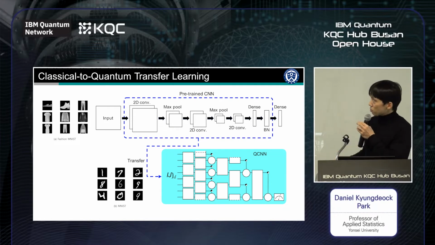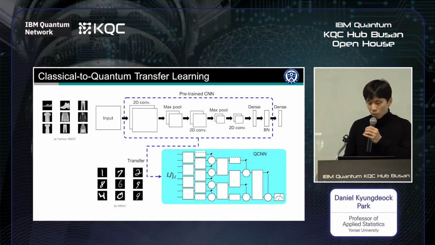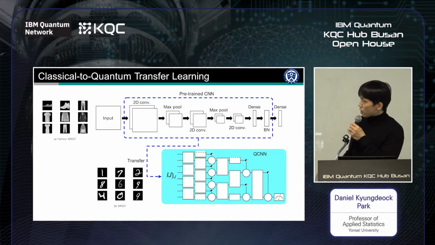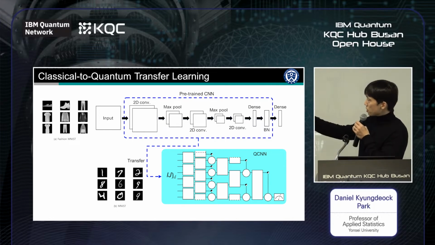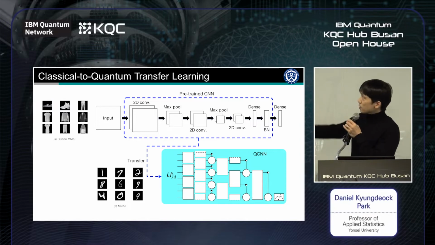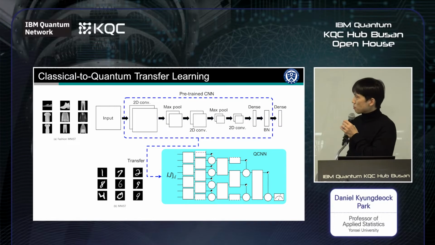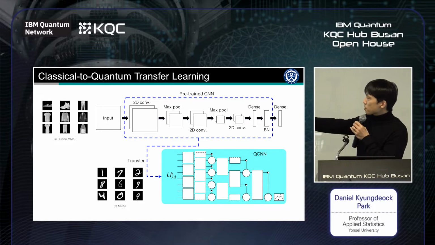And we thought maybe transfer learning would be a very natural place where we could apply this idea. So we tried classical to quantum transfer learning. We pre-train a CNN, a classical CNN, using a specific set of data. And then once we have this, this will serve as a base. And then we train a quantum convolutional neural network for a completely different task.